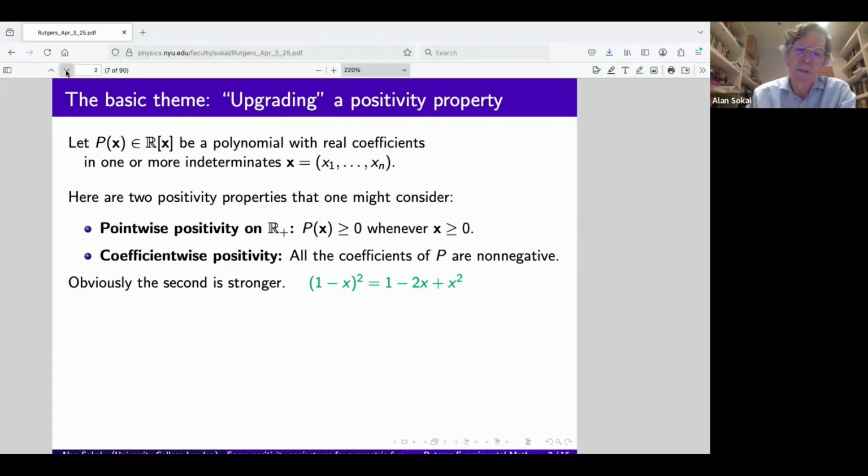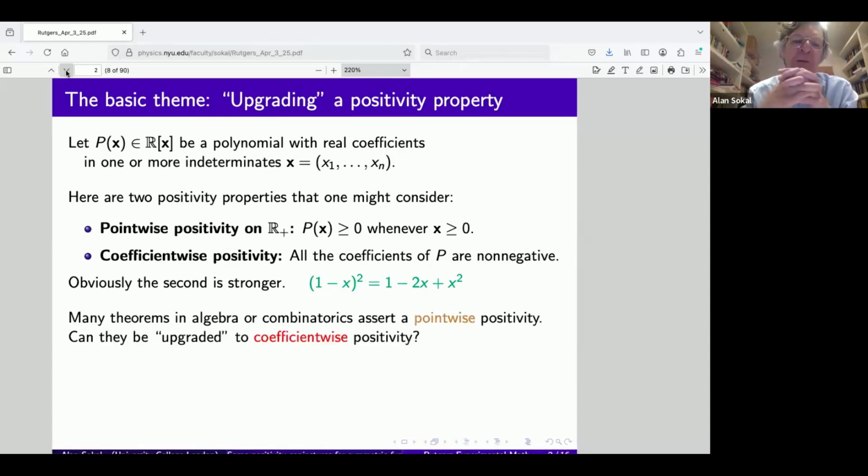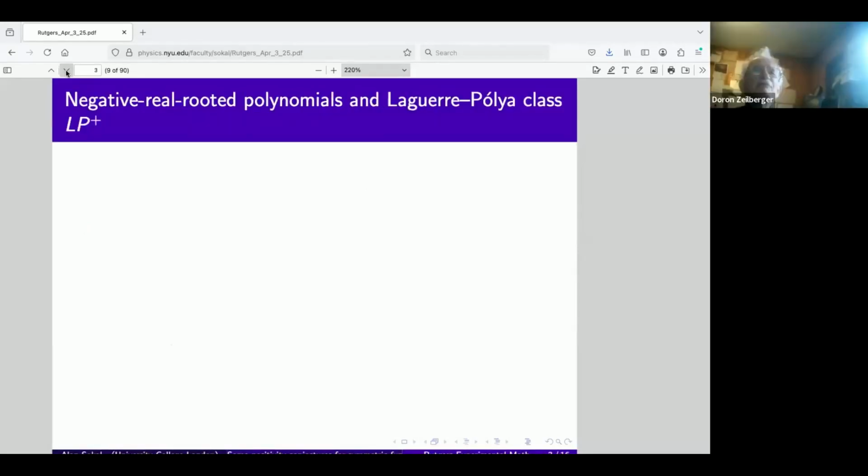So, the point is, lots of theorems in algebra or combinatorics or various other fields assert a pointwise positivity, and then you can ask, might it be true that they can be upgraded to coefficient-wise positivity? Sometimes the answer might just be no, but sometimes the answer might be yes, and if it's true, it's interesting. Oh yeah, sorry, I should say everybody, not just Doron, everybody should feel free to interrupt.